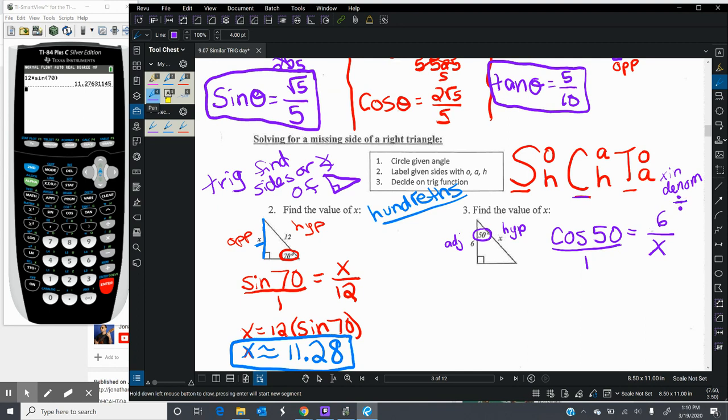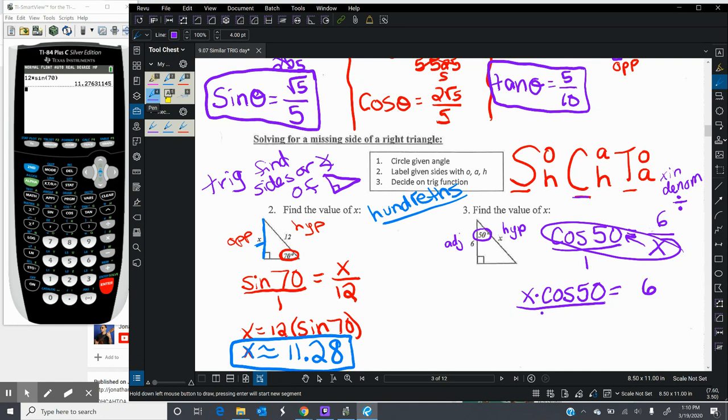Okay? So when we do our cross products here, x gets multiplied by cos 50, x times cos 50. And we could find out the decimal. It's actually a little bit more work for us to write that out right now. But when we cross multiply the other direction, we get a 6. X isn't standing alone in this case. Here, when x was in the numerator, when we just cross multiplied, x stood alone.